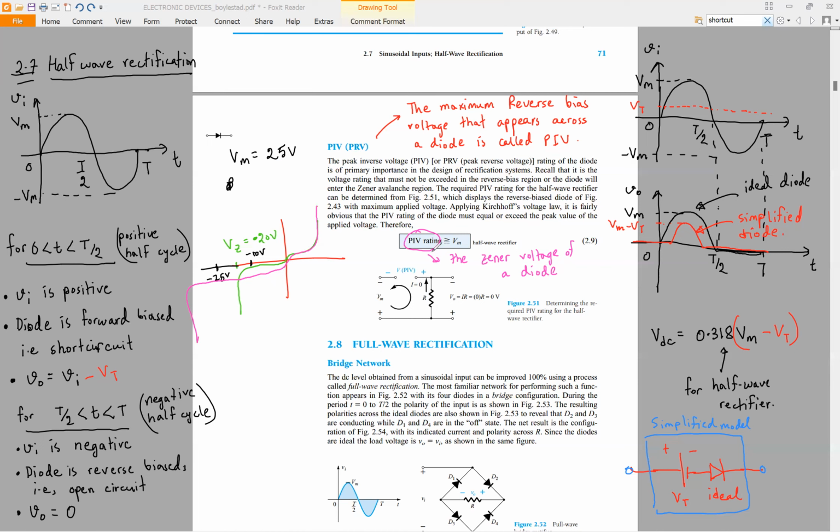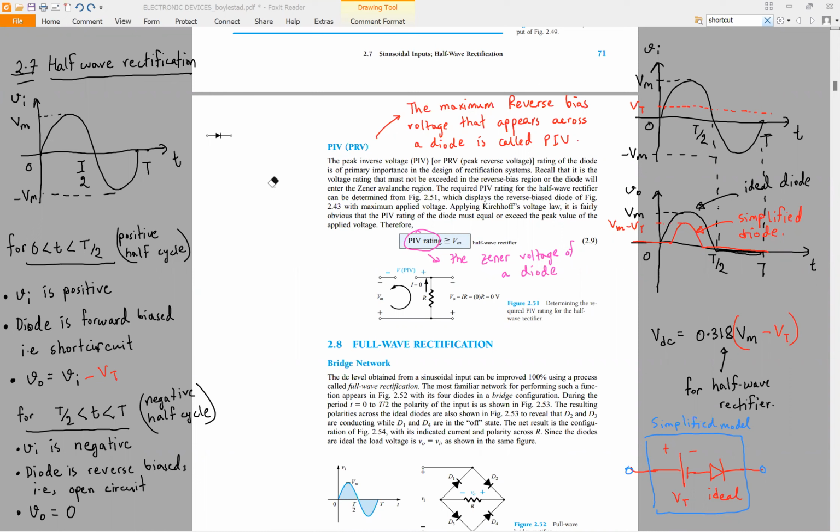So the PIV rating of the diode, or the Zener voltage of the diode, must be greater than the maximum voltage of the input. Only then can the diode handle the negative voltage. So that's it for half wave rectification. In today's class, we have discussed the half wave rectifier circuit.